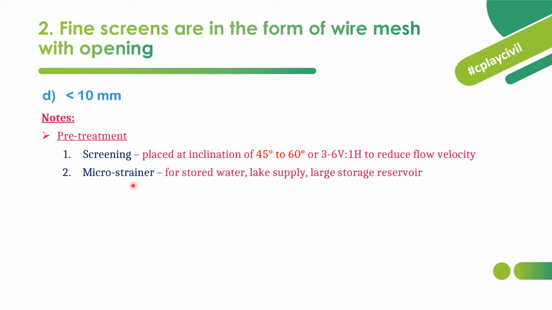And next is the micro strainer. This micro strainer will be used for stored water. Stored water means lake supply and large storage reservoirs. In such cases, we can use a micro strainer. A micro strainer is nothing but a fabric-like material in which all the coarse materials will be retained. So that is the micro strainer.